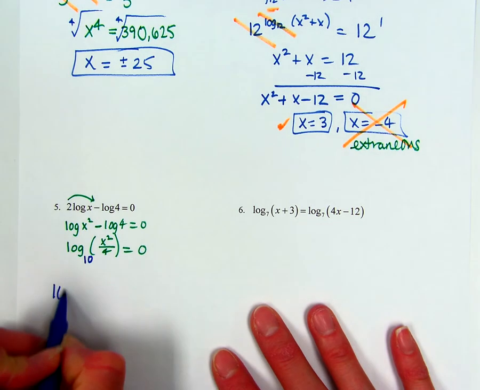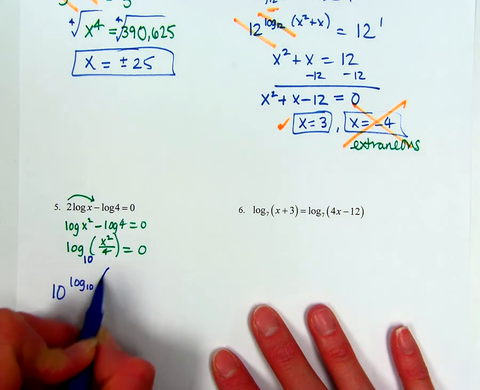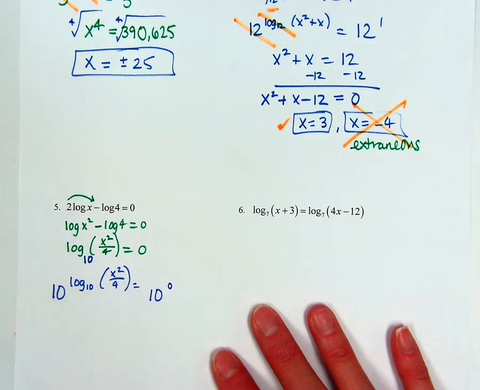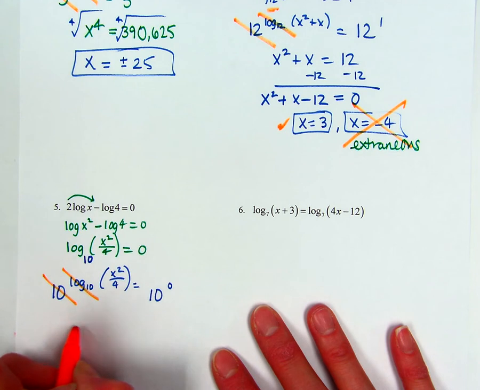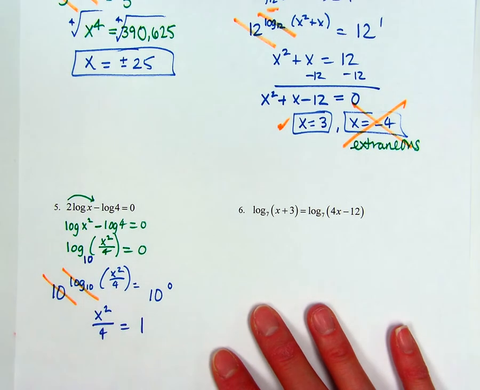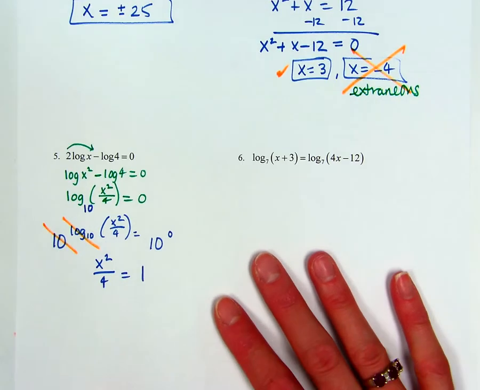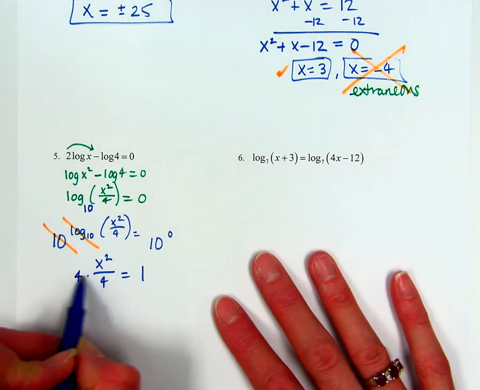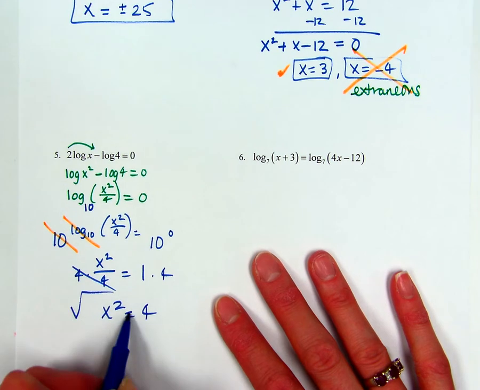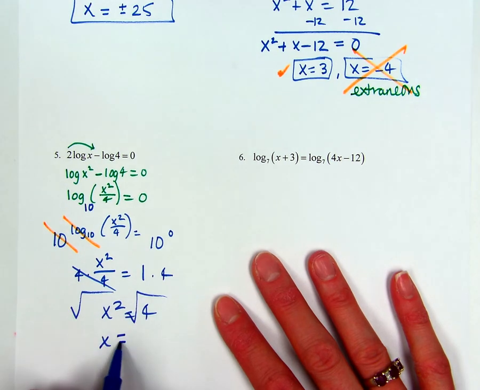So now I want to do 10 to the log base 10 of x squared over 4 equals 10 to the 0. Okay, so remember, 10 and log base 10 cancel. So you're left with x squared over 4, and 10 to the 0 is 1. Anything to the 0 power is 1. So now you have to solve. Multiply by 4. X squared equals 4. Take the square root of both sides. X equals positive 2 or negative 2.